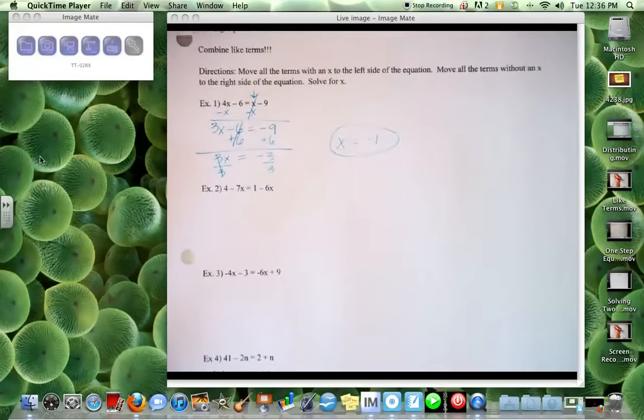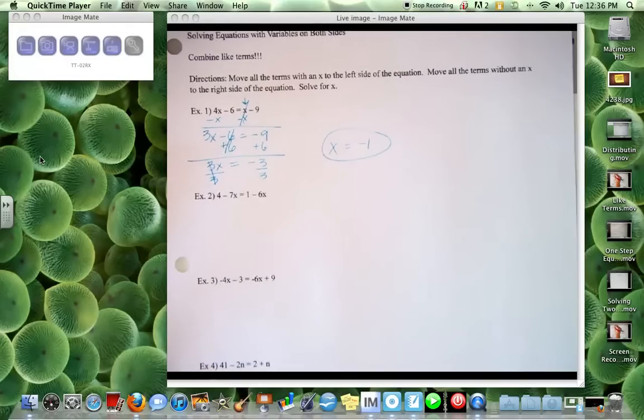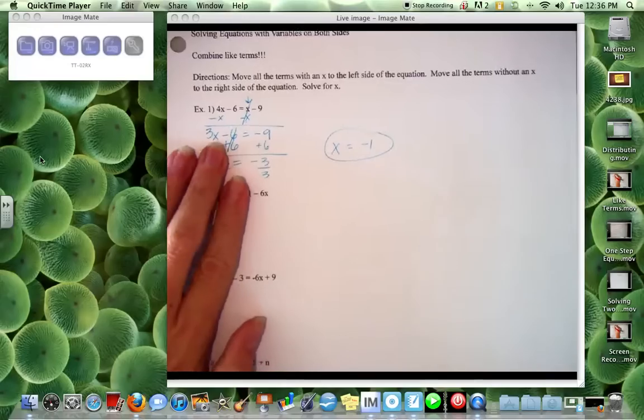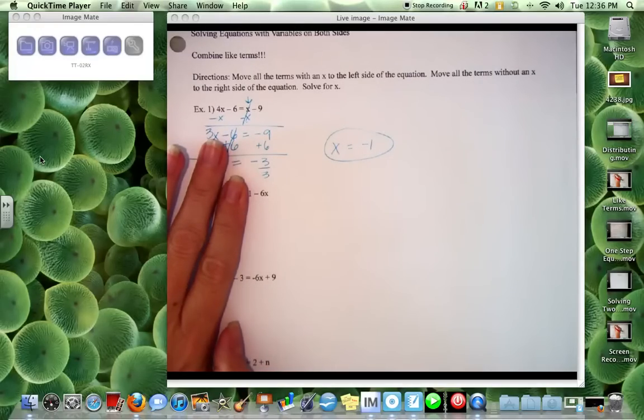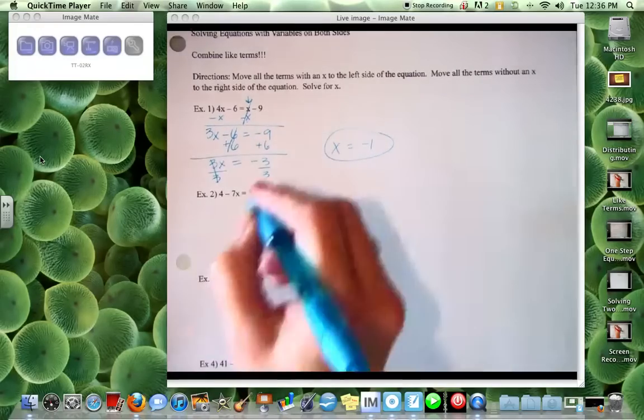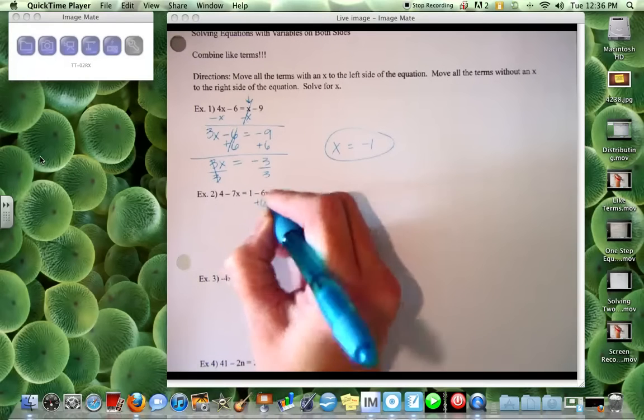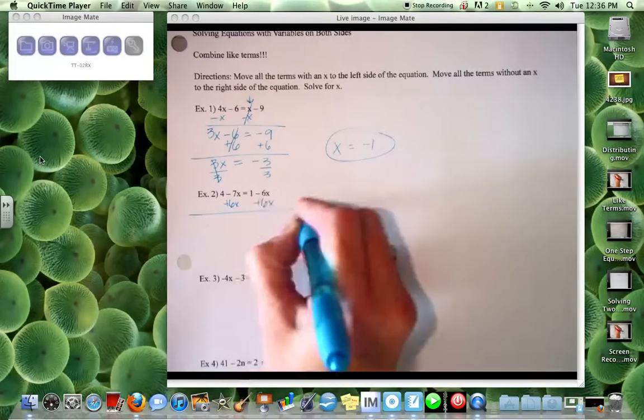All right. So example 2. We need to move what first? Specifically, which term? The 6x. Okay. What sign do you notice in front of the 6x? Negative. So we need to do what to both sides? Add 6x to both sides of the equation.